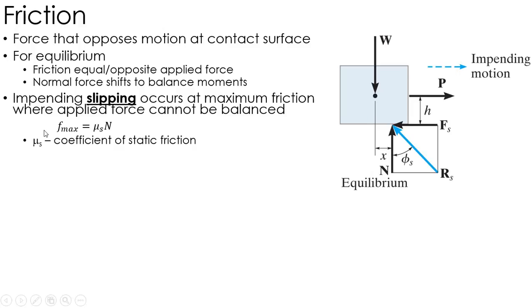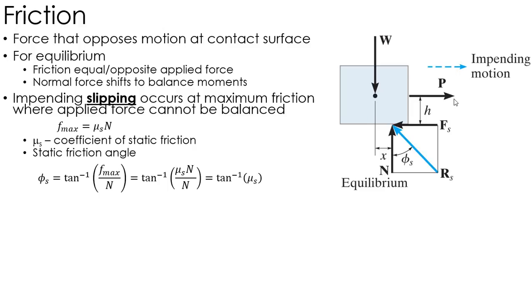Now don't confuse this with the static friction force, right? This force only needs to be as big as P, and it increases as P increases. But then right before this thing starts slipping is where I'm at that maximum friction force. Any bigger applied force and this thing's going to start slipping. So it's a maximum force, not a static force.